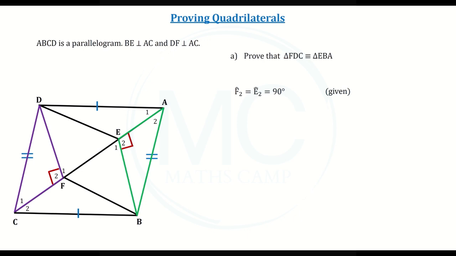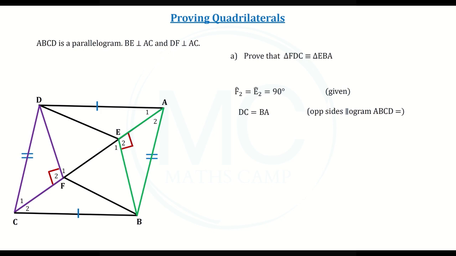Now DC sits on triangle FDC and BA sits on triangle EBA. So now we have a pair of equal sides. So we can say that DC is equal to BA because the opposite sides of parallelogram ABCD are equal in length.